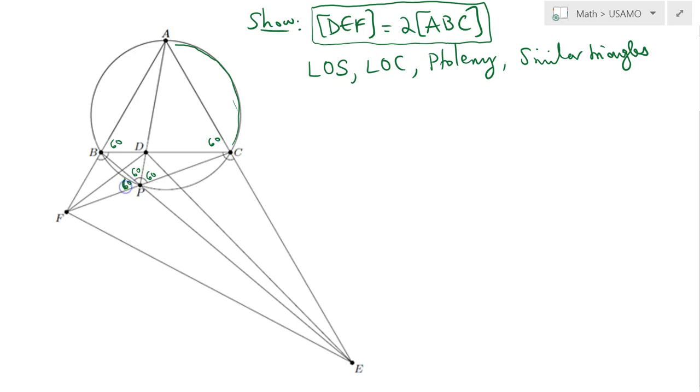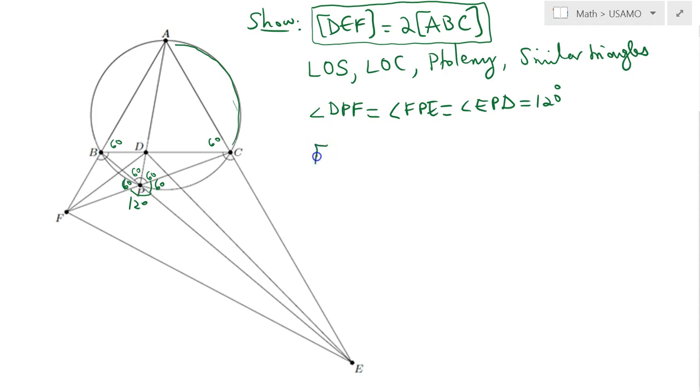From this simple angle chasing, I have my first observation, namely that angle DPF is equal to 120 degrees. Notice that this is also 60 degrees because B, P, E are collinear, and this remaining portion is 120. So this is equal to angle FPE, which is equal to angle EPD, and they are all equal to 120 degrees.